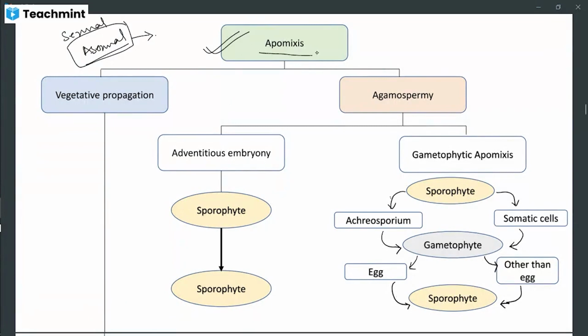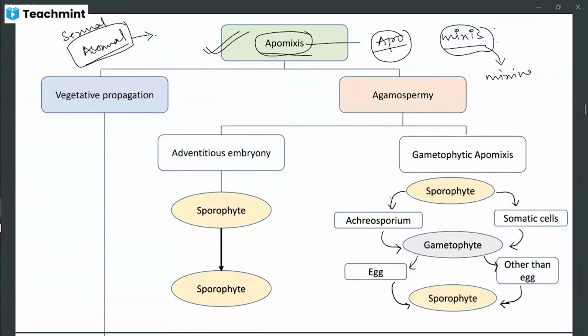So apomixis, if you divide this term, you will see 2 different things, apo and mixis. So what do you mean by apo and what do you mean by mixis? It is easy to tell that mixis is nothing but mixing of 2 gametes, that is your male and female. Then what do you mean by apo? Apo is nothing but without, or away from. So apomixis is nothing but away from mixing of 2 gametes.